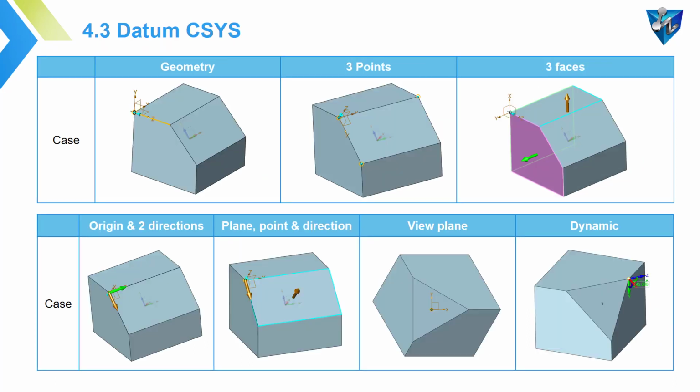Okay, and the next is a datum coordinate system. There are also 7 ways to create it: by geometry, by 3 points, by 3 faces, by an origin and 2 directions, by plane, point, and direction, by view plane, and by dynamic way.